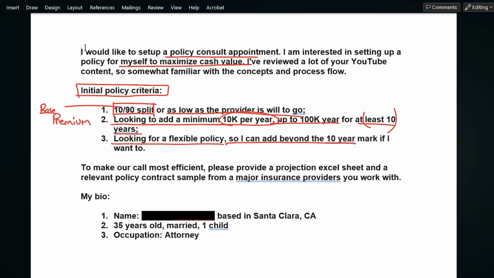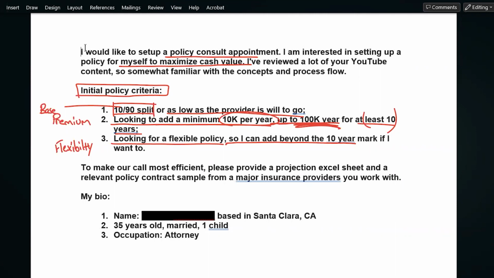Now also, where flexibility is important in my opinion, and this is before we even connect over a call, but what he mentioned here, looking to add a minimum of $10,000 per year, but up to $100,000 per year. That tells me he does not want to be billed for $100,000 every single year. And that's where we go back to company selection and how flexible they are with respect to adding the minimum premium and then being able to add more money to the policy on top of it.